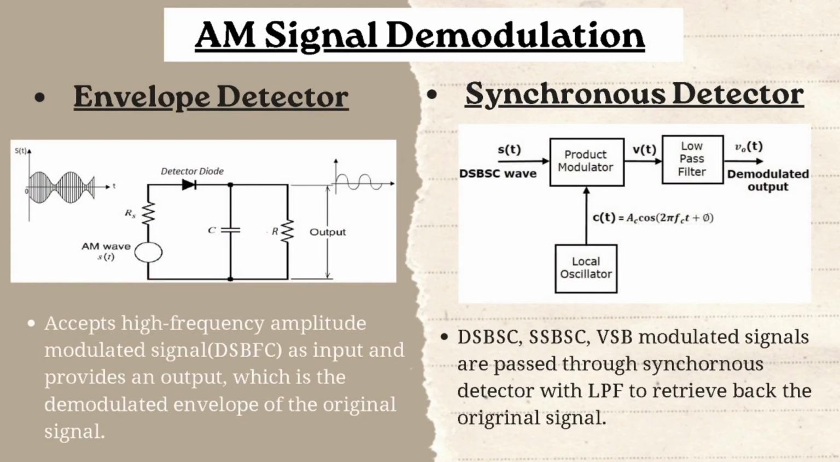For the last part of AM, we are going to discuss AM signal demodulation. First one, envelope detector. An envelope detector accepts DSBFC as input and provides an output which is the demodulated envelope of the original signal. While for the synchronous detector, DSBFC, SSBFC, and VSB are passed through the synchronous detector, while a low-pass filter is used to retrieve back the original signal.